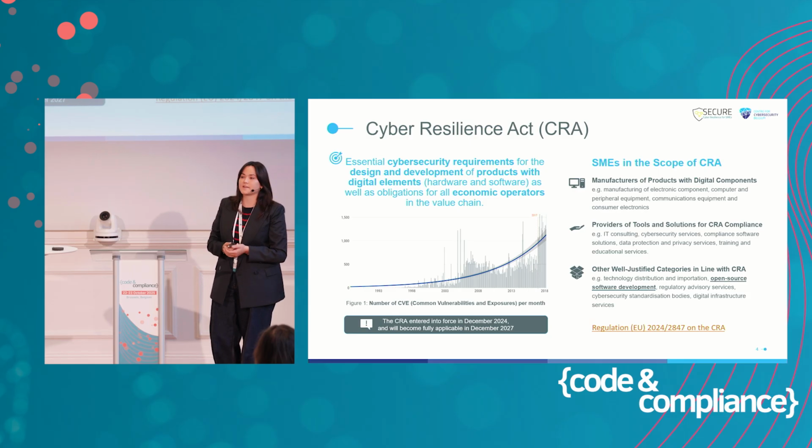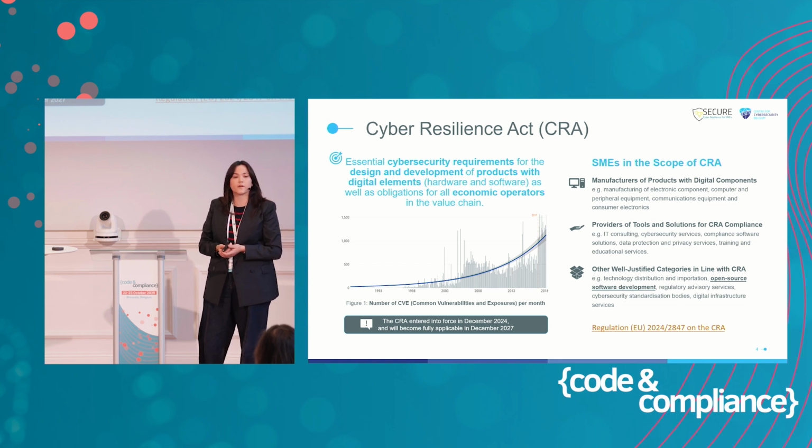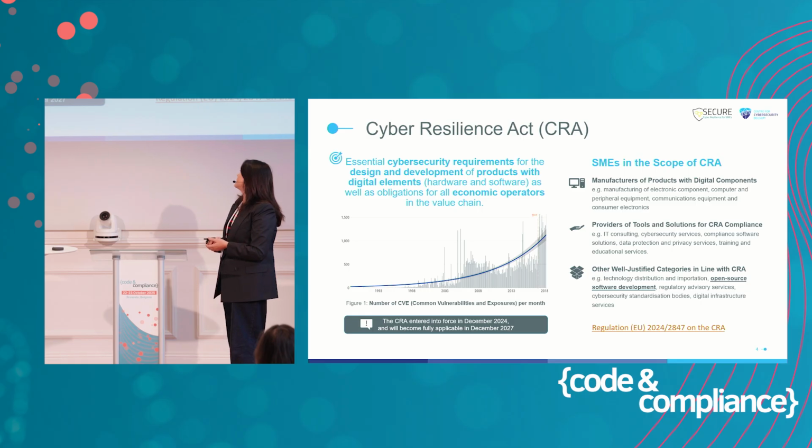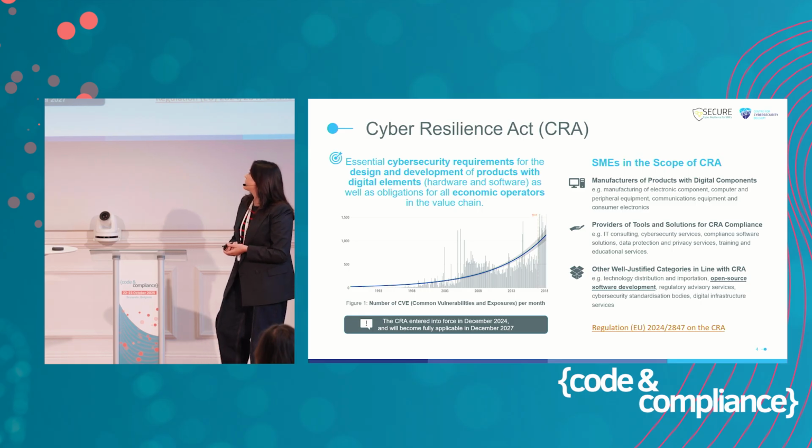So open source is indeed in scope of the CRA, and the CRA entered into force on the 10th of December 2024, but it will become fully applicable in December 2027.